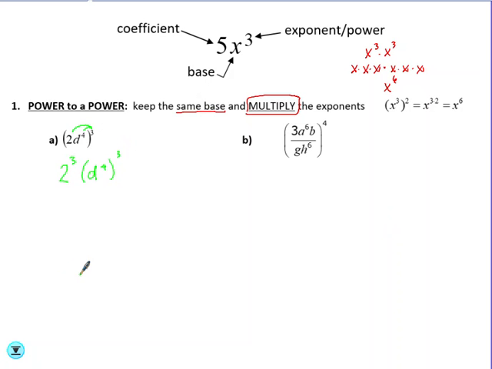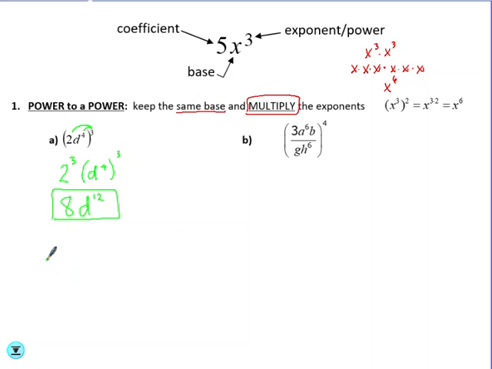If you type 2 to the 3rd in your calculator, or if you figure it out by yourself, you have 2 times 2 times 2, that gives you 8. Then if we apply our power to a power rule, I'm going to multiply 4 times 3 and have d to the 12th. So 8d to the 12th is our final answer.